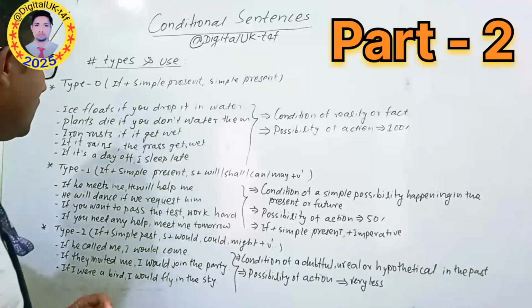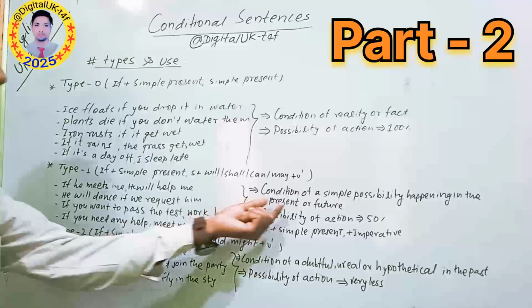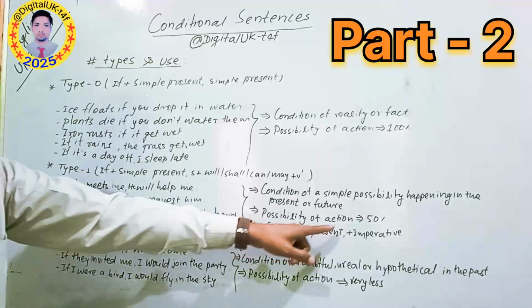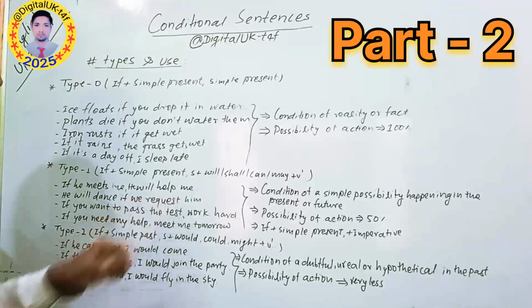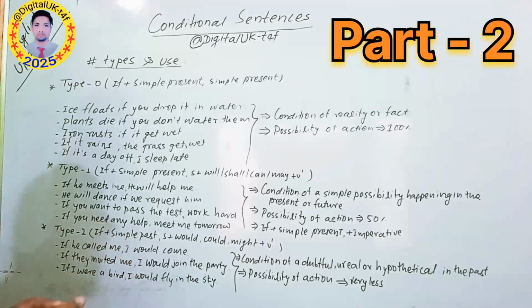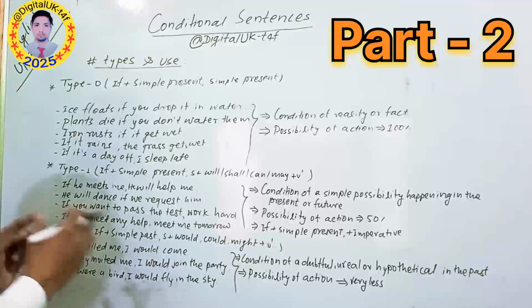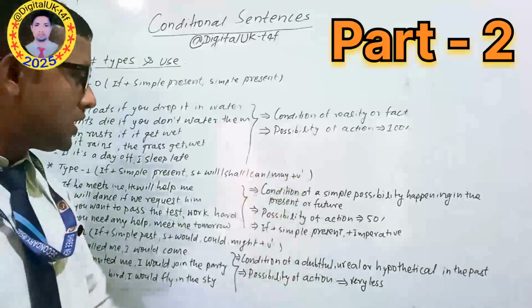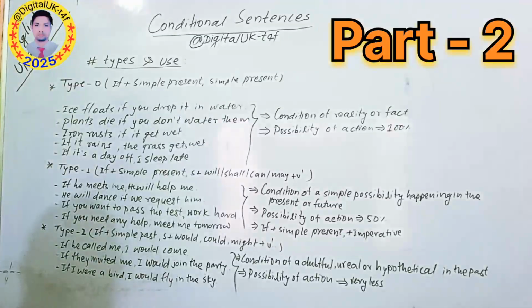So you can see in these sentences that the action has a possibility of happening in the present or future, and the possibility of the action becomes 50%. If we request him, he will dance. After requesting, he may dance or may not dance. So the possibility becomes 50-50. For our understanding, I have written that the possibility of the action is only 50%. So I hope you understood type 1 also.